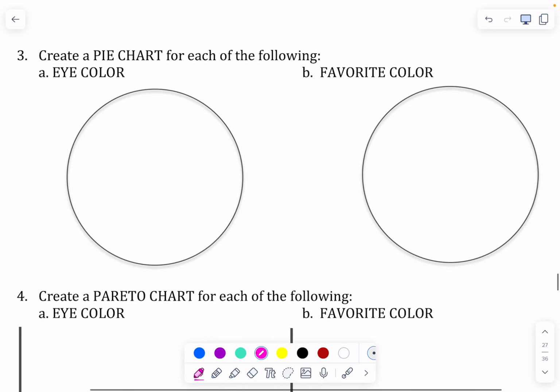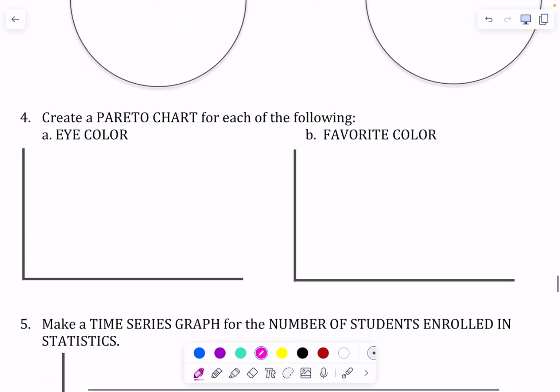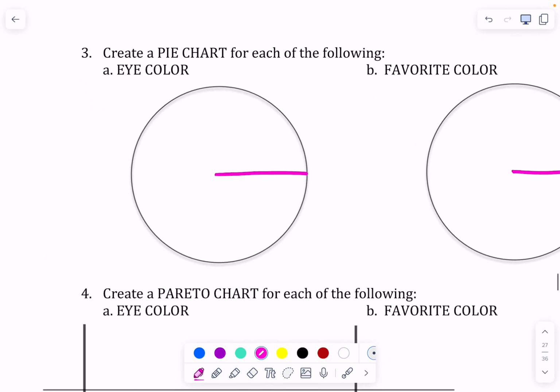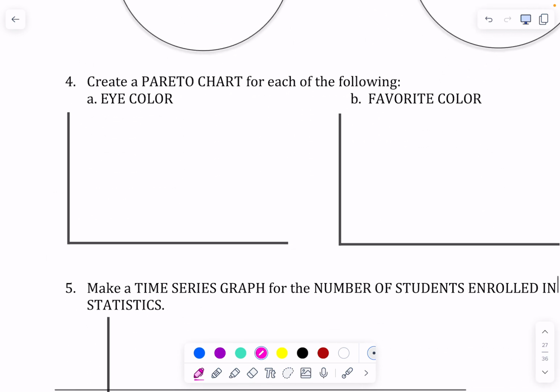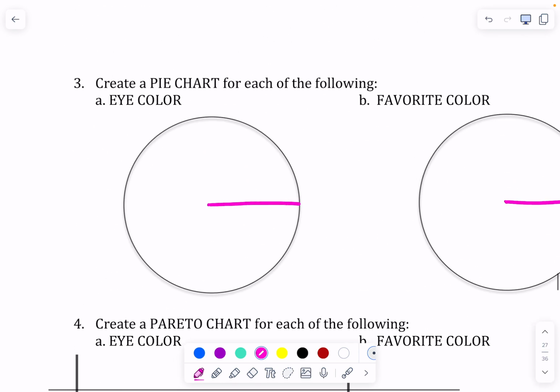Should we talk through some of the other ones? No. Pie chart. I feel like we should do one of these pie charts together. Yeah, but then I have to pause the video and come back. Let's just front load it and then you can come back. We'll do one pie chart together and one Pareto chart together, since there's 2 of each. Okay, pie chart.